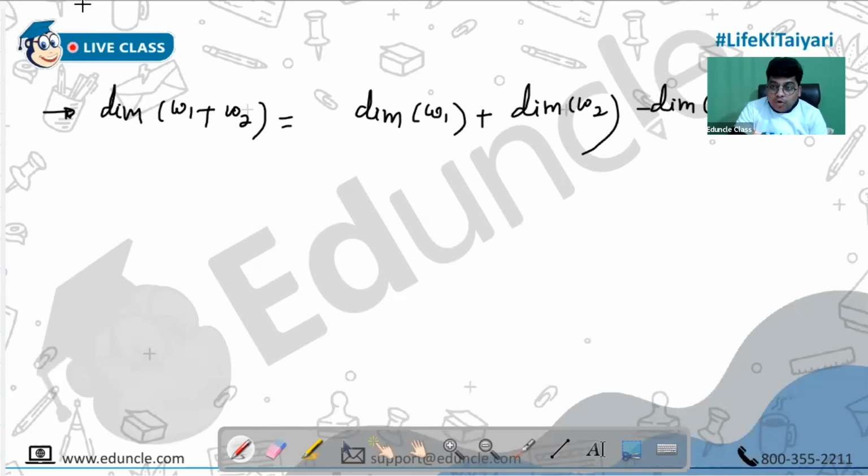But how to solve the problem? There are so many questions, like how to find the dimension of the sum of two subspaces, how to find the intersection of two subspaces, what is the minimum value, what is the maximum value, what are the possibilities of W1 intersection W2. So we will discuss this in the MCQ series. I have noted down the problem you are facing, and this kind of problem we will discuss in the MCQ session. Done.